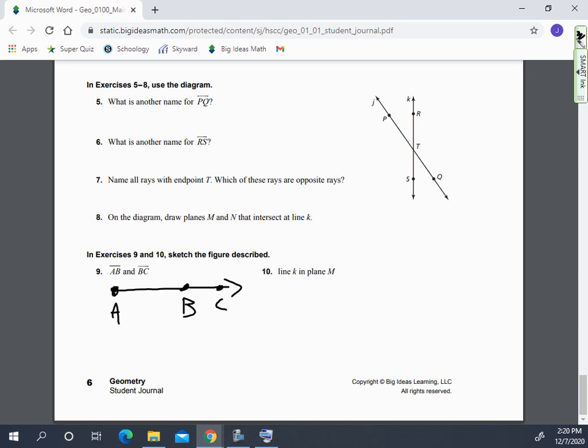If we say line K in plane M, we have a big plane, we call it M, capital M. We have our line K. All we have to do is put that little K next to our line. There you go. All right.